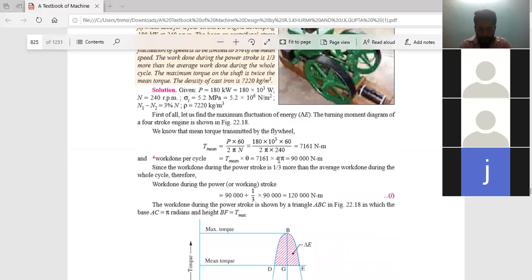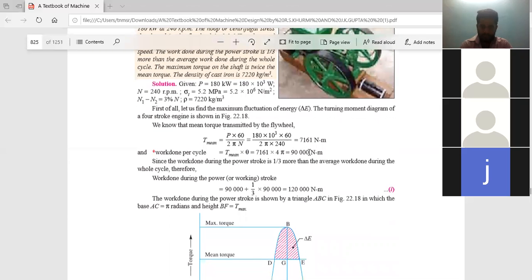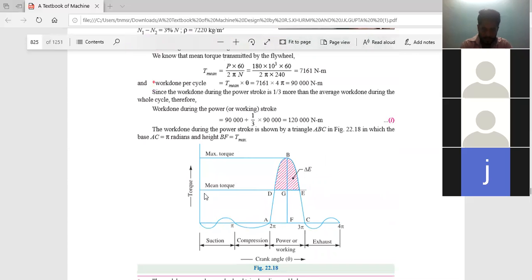Already I have calculated the mean torque. Mean torque is 7161. That means this distance is the mean torque, 7161. And this peak portion from the zero line is nothing but your maximum torque. I also know that the area under the T versus theta diagram above the mean torque line gives the maximum fluctuation of energy. That means this shaded area will give the maximum fluctuation of energy. If I can find the area of this diagram, I will get the value of delta E. Let us find out.